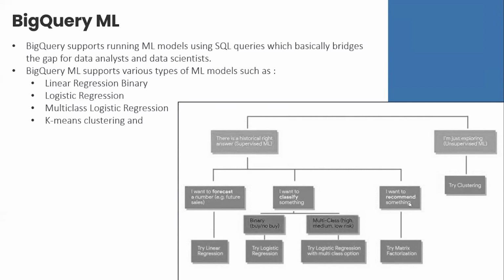And if I want to recommend something, yes, you can do that recommendation, and we can try matrix factorization so that you can find all of it. This is a very high-level flow chart of how things go around. This is not only common for BigQuery ML, it is applicable to any ML implementation. Okay, good.